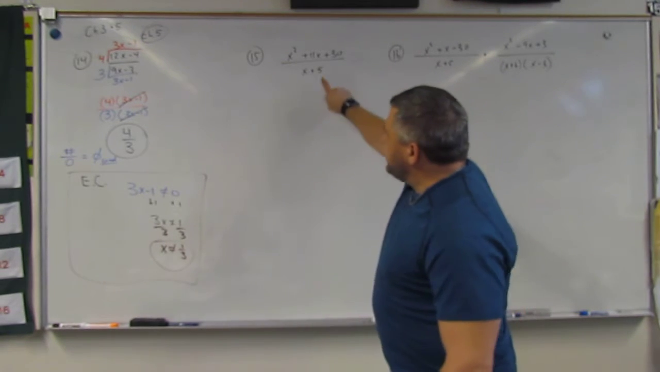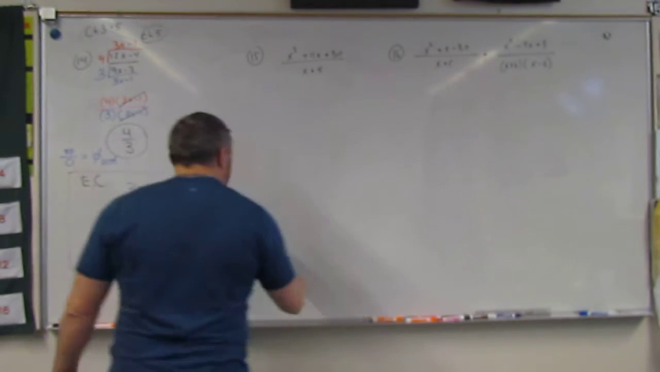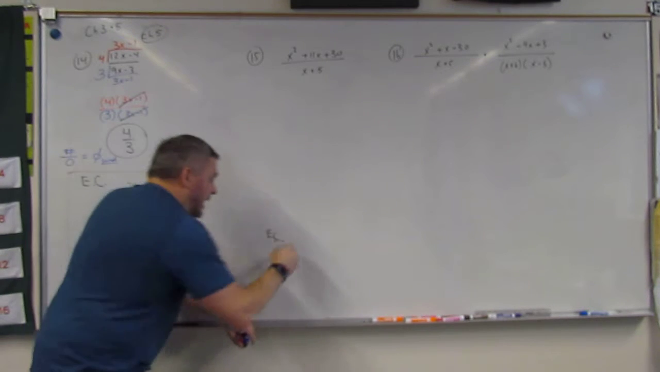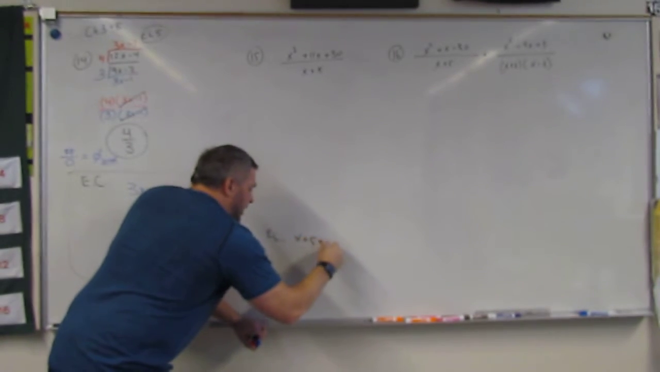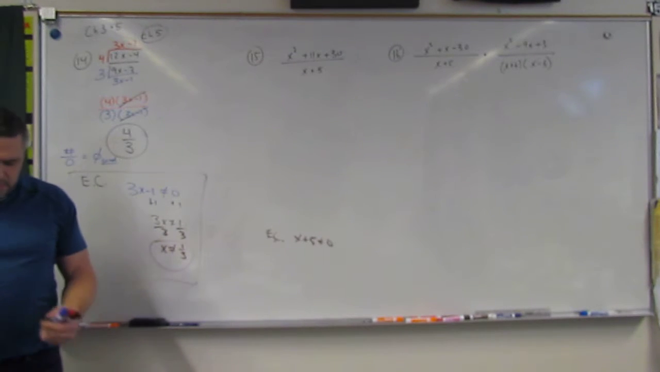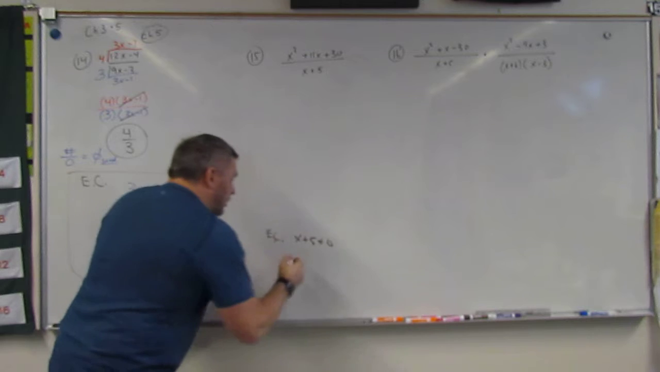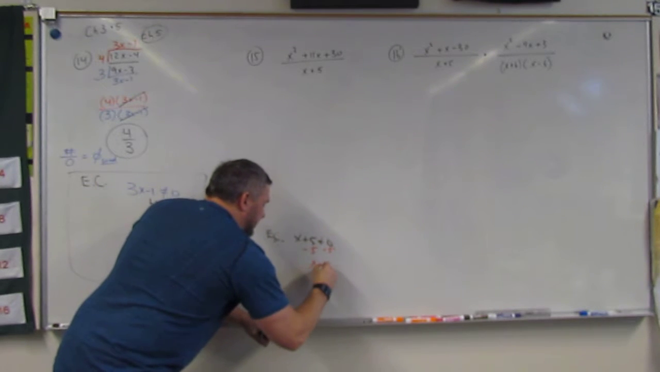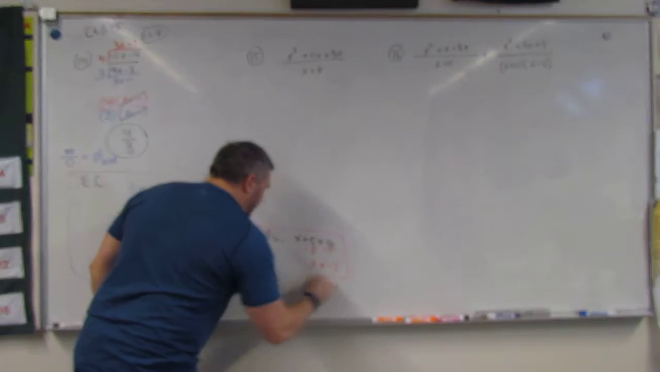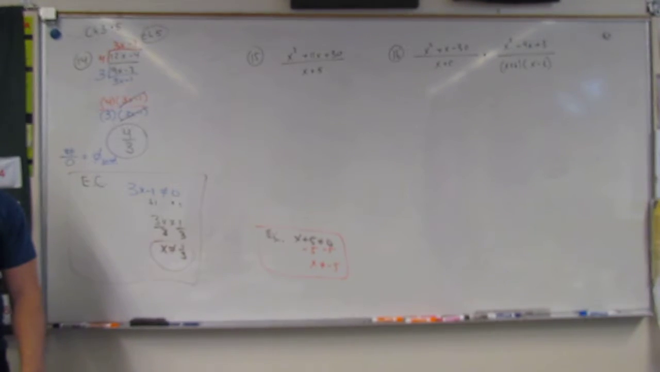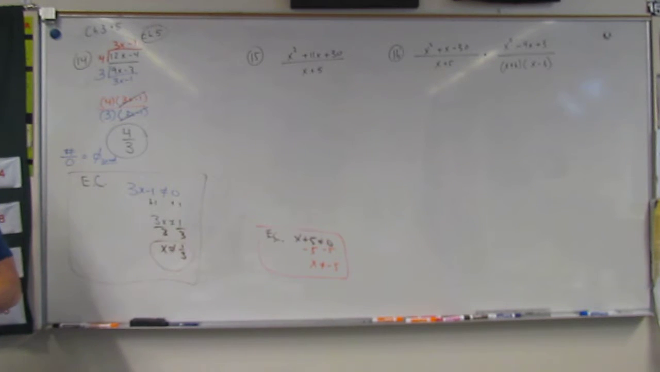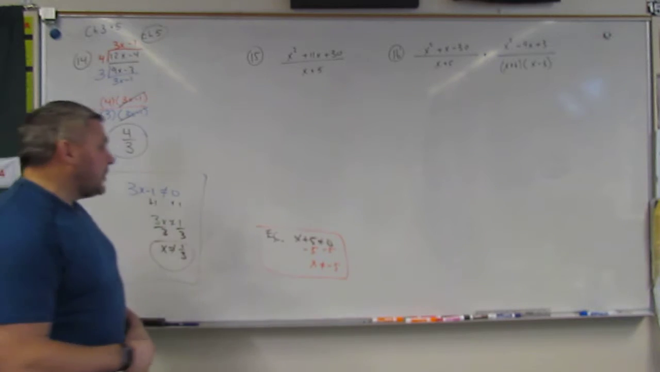Okay? So for this one, you could go right away to the extra credit. Right? And say x plus 5 cannot equal 0. Does that make sense? And so, minus 5, x cannot equal minus 5. And now you already got your extra credit. Okay? You have points right away. Does that make sense? All right.